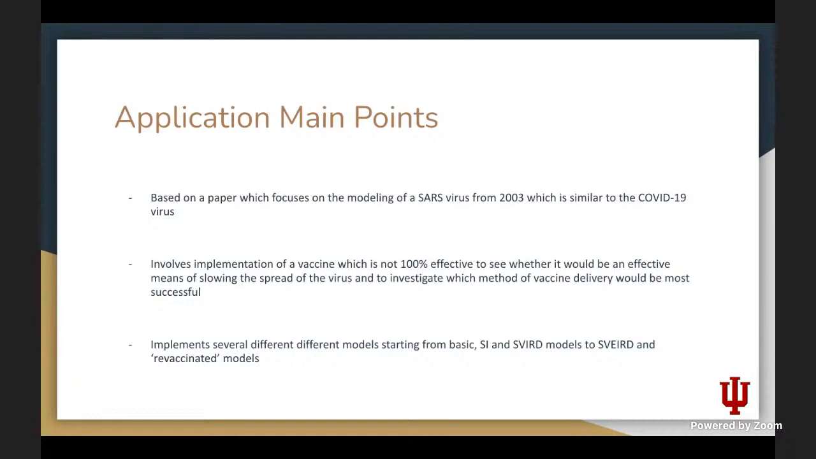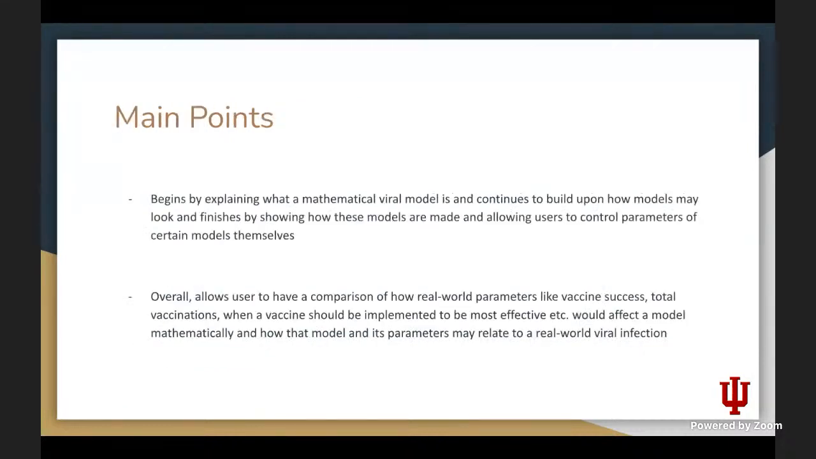It implements several different models, which start from very basic, like SI models, to SVIRD models, and eventually SVEIRD and revaccinated models. It begins by explaining what a viral model is and builds upon that in complexity. It allows users to compare how real-world parameters like vaccine success, total vaccinations, and when a vaccine should be implemented would be the most effective in stopping a real-world viral infection.